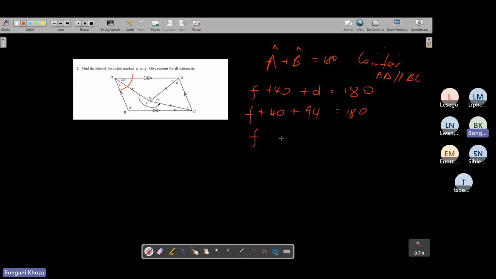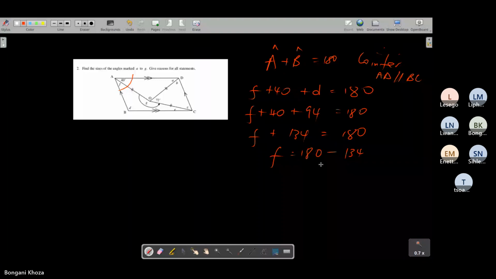And then from here, adding these, what do we get? 40 plus 94? 134. 134 equals 180. And then we have 180 minus 134, what do we get? 46. 46, like that. So that's the value for F.